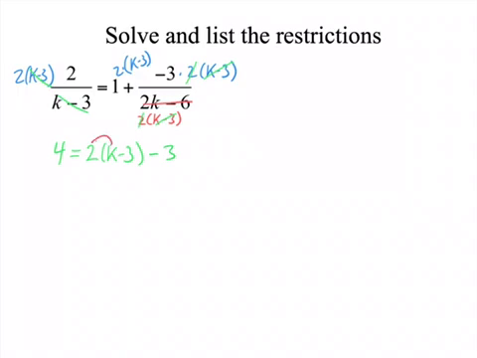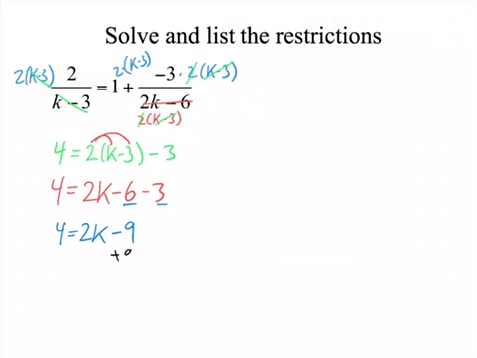So let's distribute here. We have 4 still. This would be 2k minus 6. Bring down the minus 3. Combine these. So we got the 4 equals 2k, negative 6 minus 3 is negative 9.